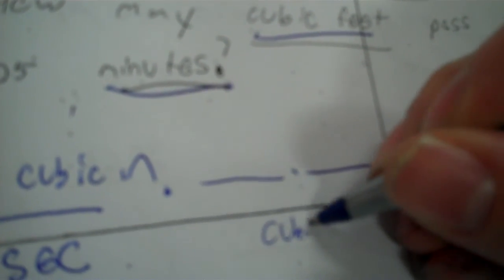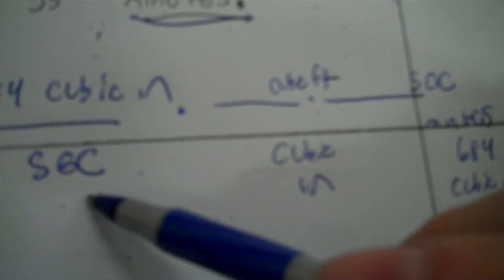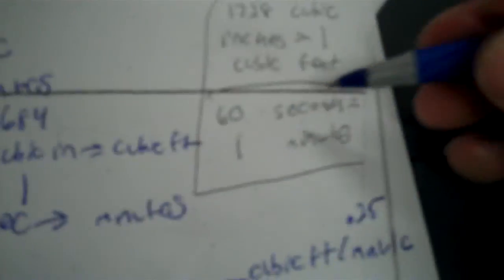Cubic inches, cubic feet. I write kind of small. Seconds, minutes. So seconds needs to go here. You just put it on the opposite side. It's on top here, bottom there. Well, I know there's 60 seconds to a minute. Then I know we got 1,728 cubic inches to 1 cubic foot.